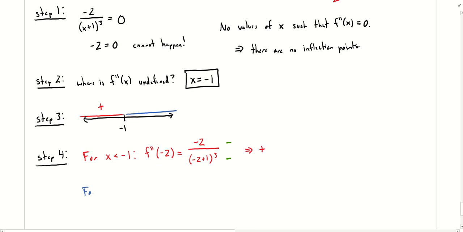For my second interval, x greater than negative 1, I chose 0 as my function value. And plugging that into my second derivative gives me negative 2 over 0 plus 1 cubed. Negative 2 is always negative. 0 plus 1 is positive. Cubed, it's still positive. So we have a negative second derivative. A negative divided by a positive is going to give us a negative.